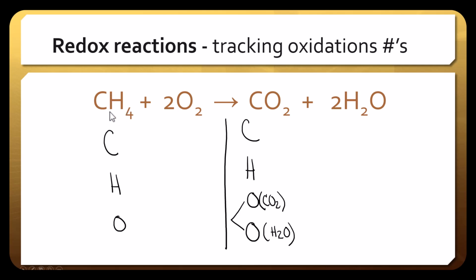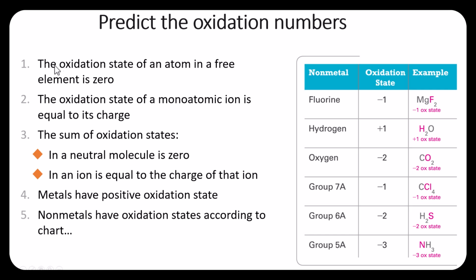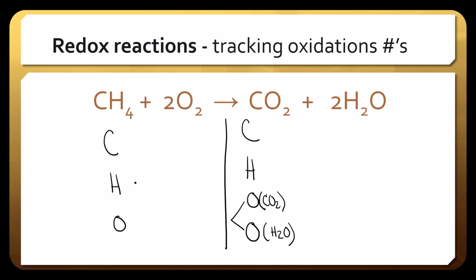So let's start with CH4. We're going to assign oxidation numbers. It is not a free element, and it is not a monoatomic ion. The sum of the oxidation states, when we add carbon and hydrogen together, does have to be neutral. Both of those are nonmetals, so we come over to our hierarchy list. Fluorine is not present, so the first element we're going to assign an oxidation state for is hydrogen, and hydrogen is going to have an oxidation state of +1.